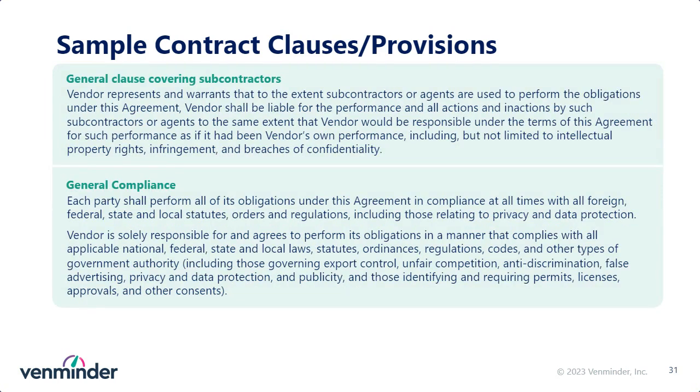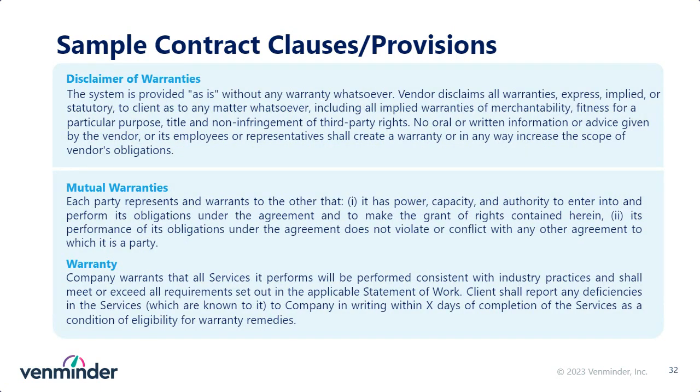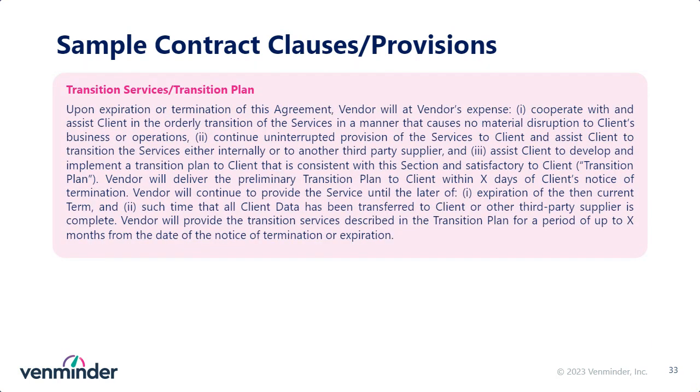On this slide, you see a general clause covering subcontractors and a clause covering general compliance. Here's that disclaimer of warranties that I mentioned earlier and some mutual warranties, and then another clause about warranties. So just three various clauses here about how to handle warranties in your contract. And then we just talked about that exit strategy, which should include some transition language in your contract. So here's some sample language around that.